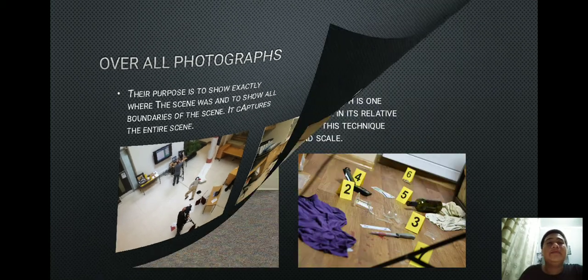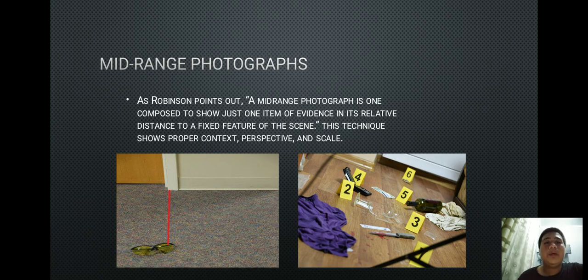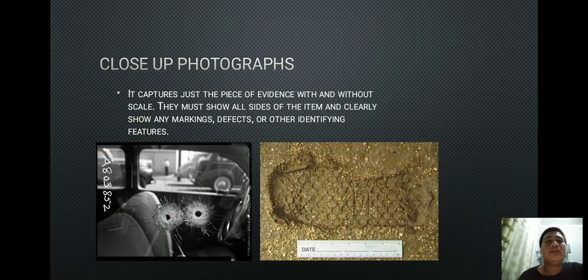And the mid-range photograph, as Robinson points out, is one composed to show just one item of evidence in its relative distance to a fixed feature of the scene. This technique shows proper context, perspective, and scale. And the last is the close-up photographs. It captures just the piece of evidence with and without scale. They must show all sides of the item and clearly show any markings, defects, or other identifying features.